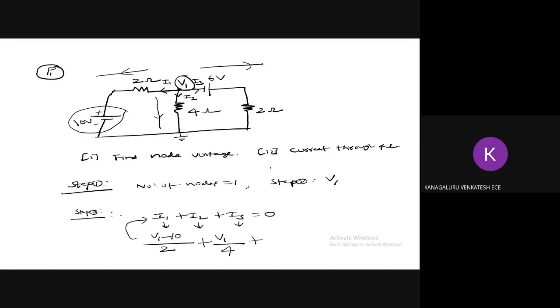Third one. Look everyone. A voltage source is there in the third branch, and the negative terminal is connected to V1. So what am I supposed to do? V1 plus 6 divided by, what is the resistance in the third branch? Total resistance, only 2 ohms is there. So divided by 2 is equal to 0.